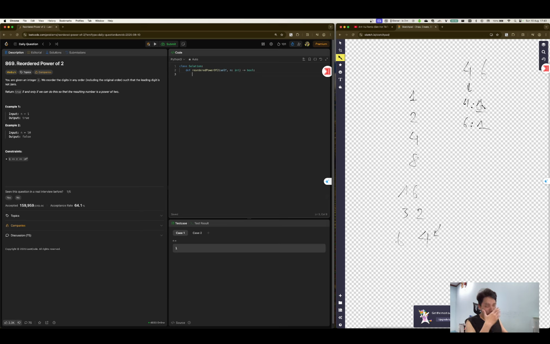Remember there's no leading zero, so the zero must not be at the front, and we need to count it too. So let's implement this.